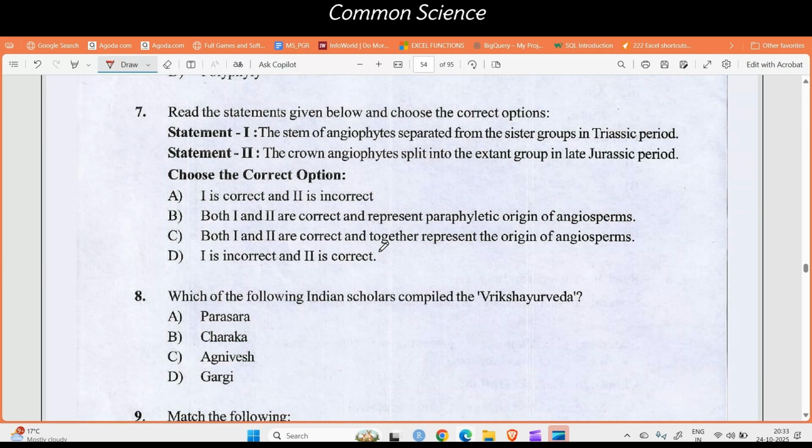Question number 7: read the statements given below and choose the correct option. The stem of angiophytes separated from the sister groups in the Triassic period. It is regarded as right. Yes, I have checked it on the internet as well. Then the crown angiophytes split into extant groups in the late Jurassic period. This is also regarded as correct as far as I am concerned. So both statements are correct and represent the origin of angiosperms. Option C is the correct option here.